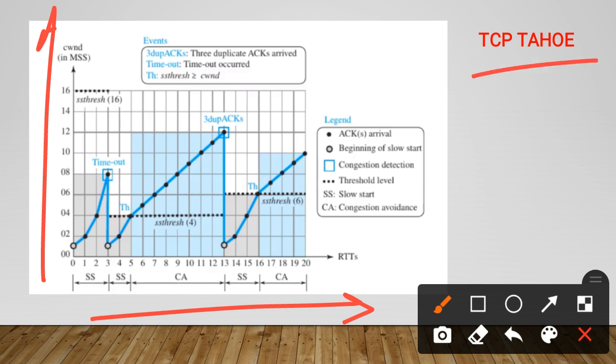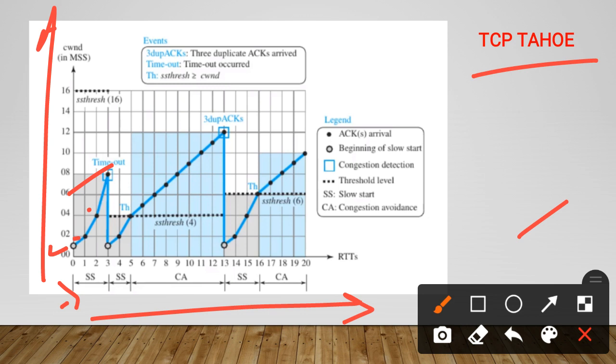So in TCP Tahoe, what happens here? First of all is SS. SS means slow start. Slow start means exponential growth. So first, 2 raised to 0 means 1, so one packet will be sent. After 2 raised to 0, 2 raised to 1 is 2, so two packets will be sent. After that, 2 raised to 2 means 4 packets will be transmitted by the sender. After that, 2 raised to 3 means 8 packets will be sent by the sender.